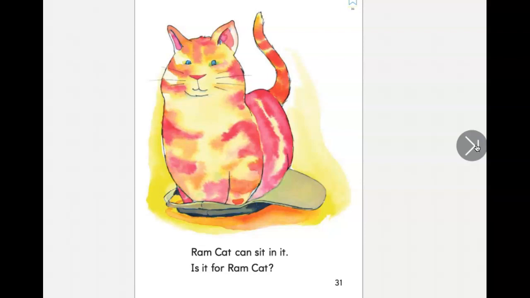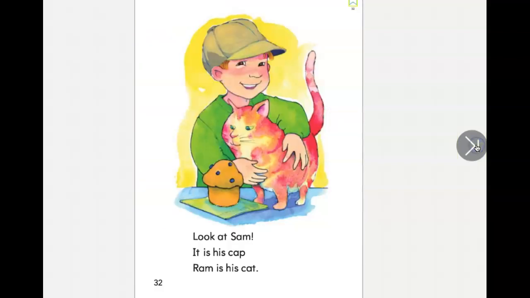Ram cat can sit in it. Is it for ram cat? Say it with me. Ram cat can sit in it. Is it for ram cat? Look at Sam. It is his cap. Ram is his cat. So let's read it together. Look at Sam. It is his cap. Ram is his cat.